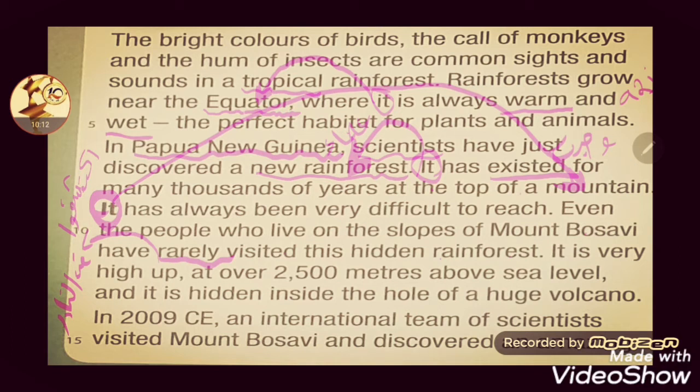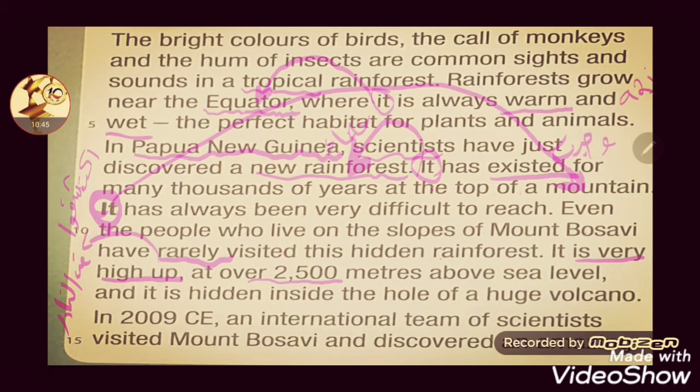Why? Because it is very high up. لأنه هي جدا عالية. It is very high up, at over 2500 meters above sea level. إذا عندي هون تعلو عن سطح البحر بما يعادل 2500 متر أعلى من سطح البحر بتكون. And it is hidden inside the hole of a huge volcano. إذا تخيلوا, can you imagine?